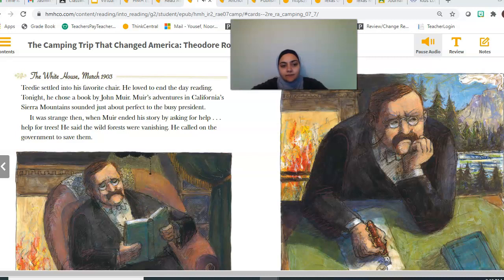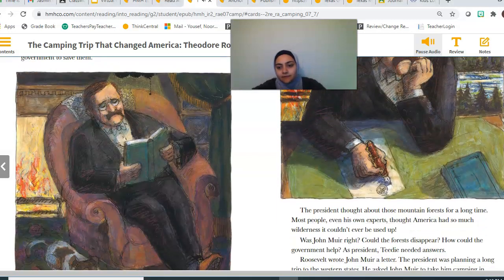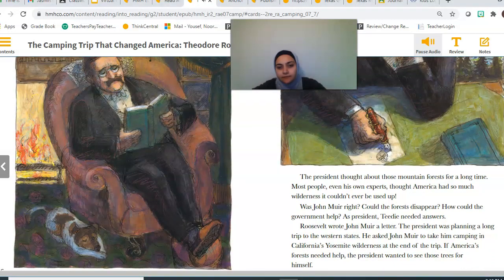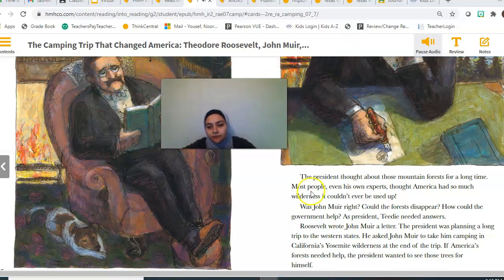The president thought about those mountain forests for a long time. Most people, even his own experts, thought America had so much wilderness it couldn't ever be used up. Was John Muir right? Could the forests disappear? How could the government help? As president, Teedy needed answers.